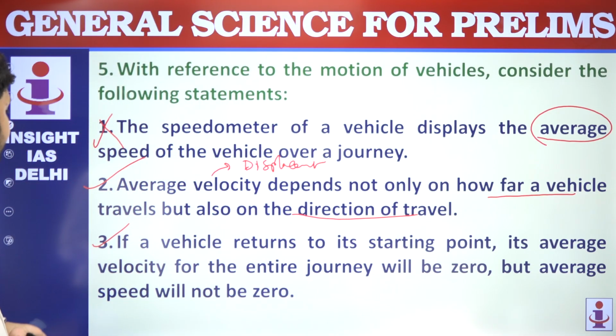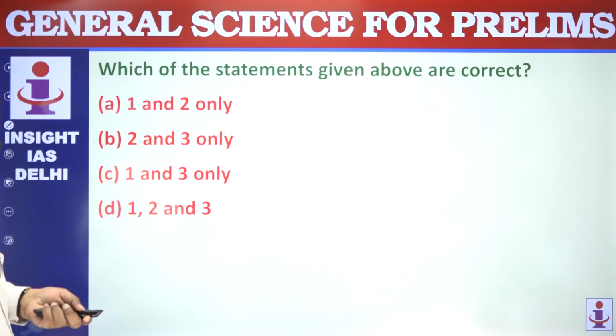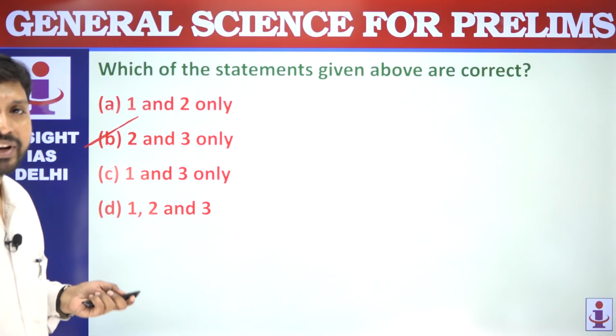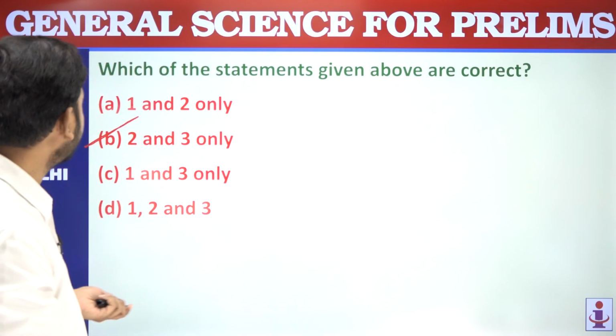So out of all 3, 2 and 3 are right. So what they have asked, correct statement. So our answer will be B, that is 2 and 3. Is it clear? So let's go to the next question.